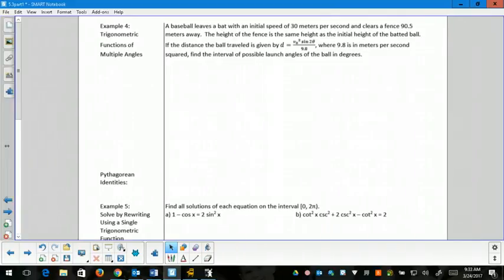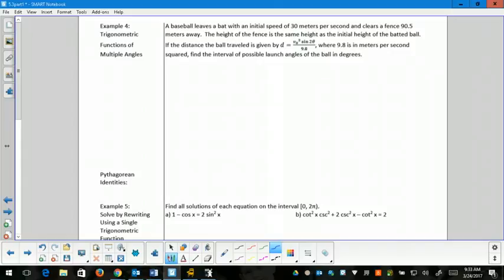So our first problem, we have a story problem. The baseball leaves a bat with an initial speed of 30 meters per second and clears a fence 90.5 meters away. The height of the fence is the same height as the initial height of the batted ball. If the distance of the ball traveled is given by that equation, where 9.8 is in meters per second squared, find the interval of possible launch angles of the ball in degrees.